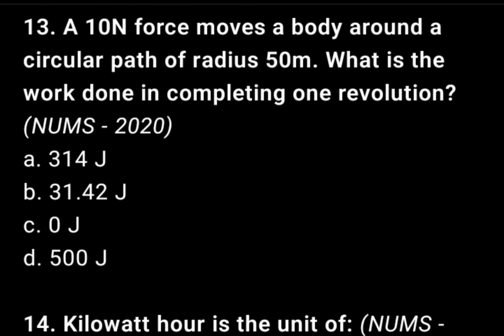13. A 10 N force moves a body around a circular path of radius 50 meters. What is the work done in completing one revolution? NUMS 2020. A. 314 J. B. 31.42 J. C. 0 J.